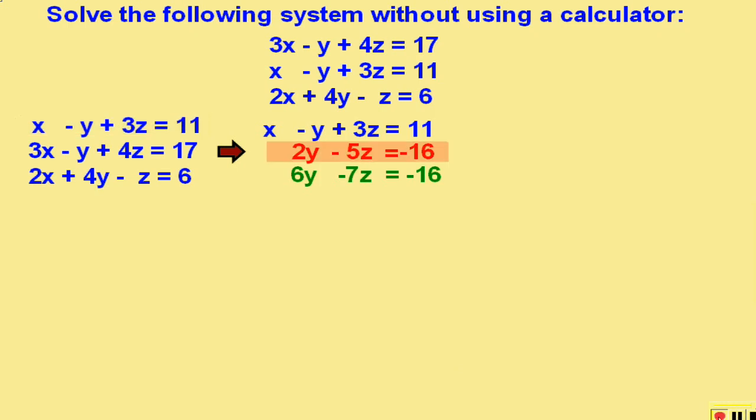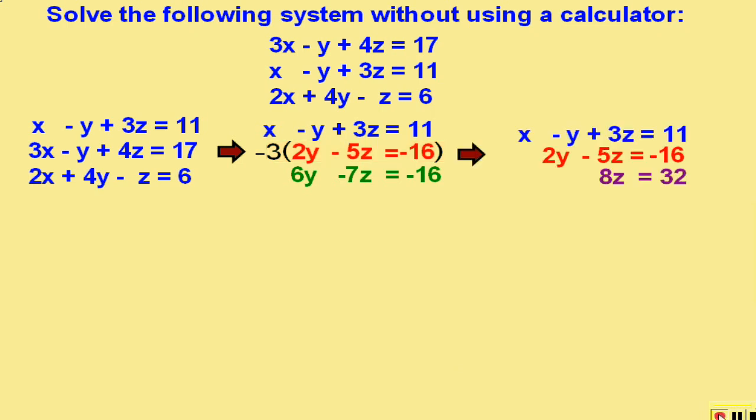Next, we will look at the second and third equations and try to eliminate the y values. If we multiply the second equation by -3, our y's should cancel, and we will multiply the second row and leave it the same, and the third row will change.